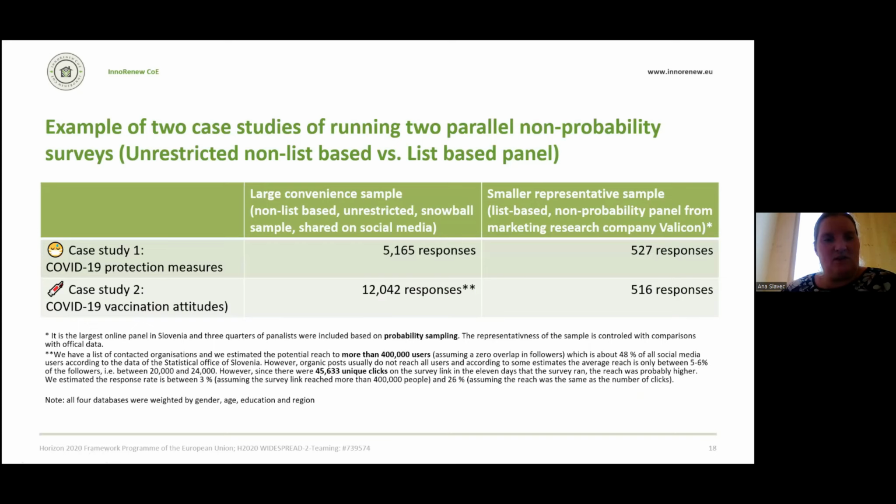One was on the topic of COVID protection measures, and one was on the topic of vaccination attitudes. In both cases, I did these two surveys pro bono, helping a group. In the first case, protection measures, I helped the organization of young doctors in Slovenia. They wanted to do the survey in 2020, in the first year of the COVID pandemic.